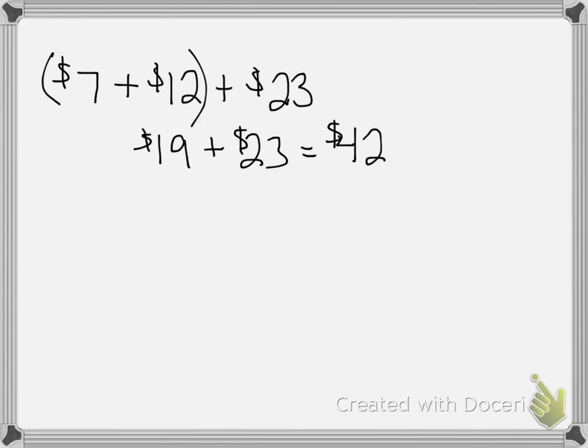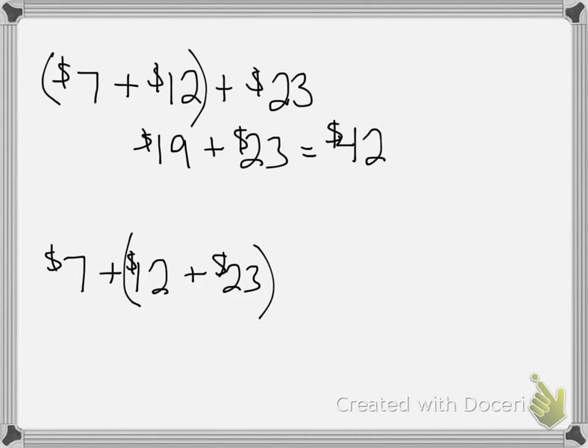Okay, the other way that we can solve this problem is we can group our numbers differently. So $7 plus $12 plus $23. And let's group the last two numbers. So now we do 12 plus 23 first. That gives us $35 plus $7. That still equals $42. So either way that we do it, we get the same answer. So pause this video, do the quick check for problem 1, and then resume the video to check your answer.